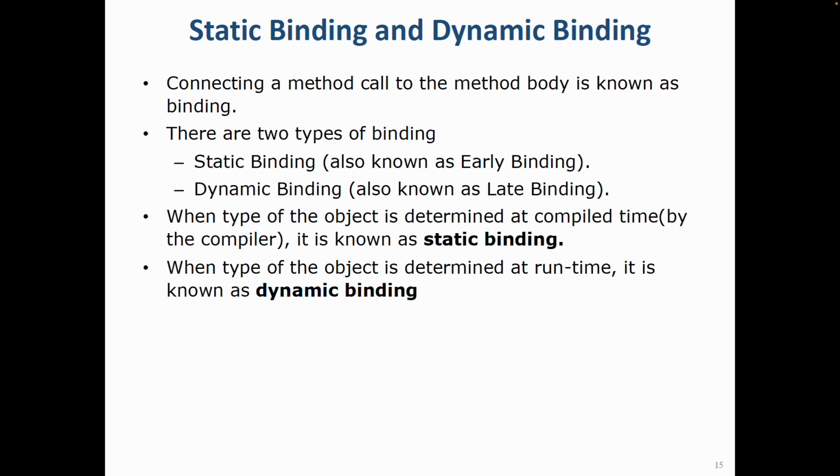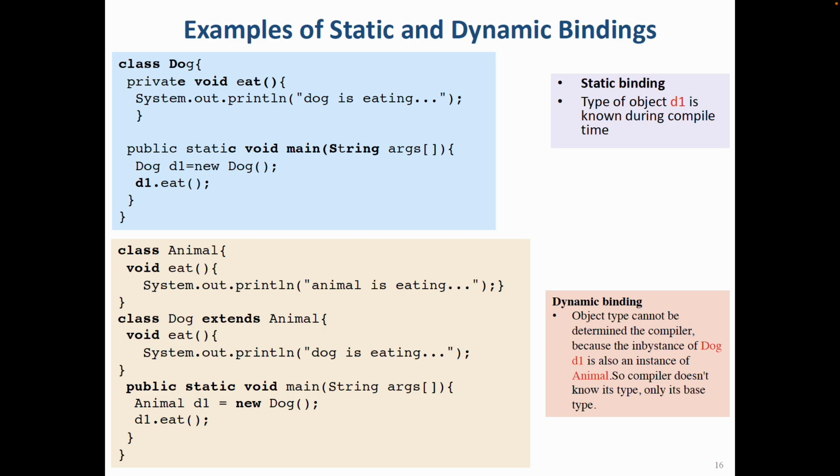I've already talked about static and dynamic binding, but maybe I didn't mention the different names. For static binding, we also say early binding, and for dynamic binding, I said late binding. These are just different names for the same term.